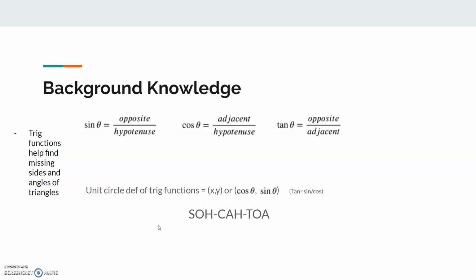There are three major trig functions: sine, which is opposite over hypotenuse; cosine, which is adjacent over hypotenuse; and tangent, which is opposite over adjacent.